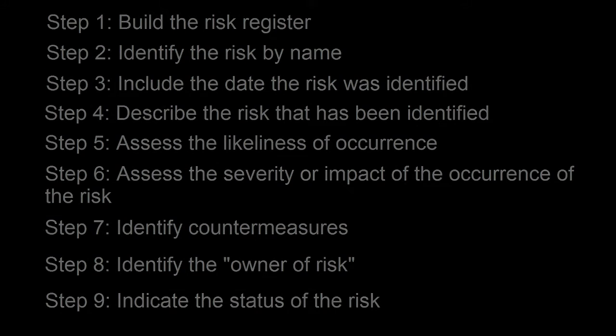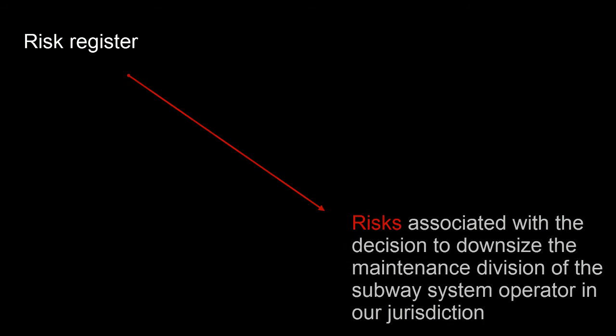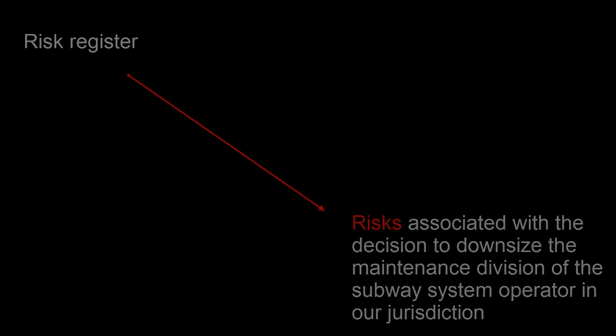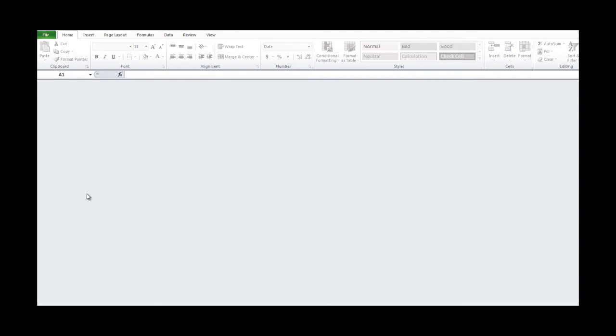As I mentioned, we are building a risk register to document the various risks associated with the decision to downsize the maintenance division of the subway system operator in our jurisdiction. So let's go ahead and get started. For part 1 of step 1, we need to determine the format of the risk register. A spreadsheet is a common and useful format for a risk register, so we will go with that format.